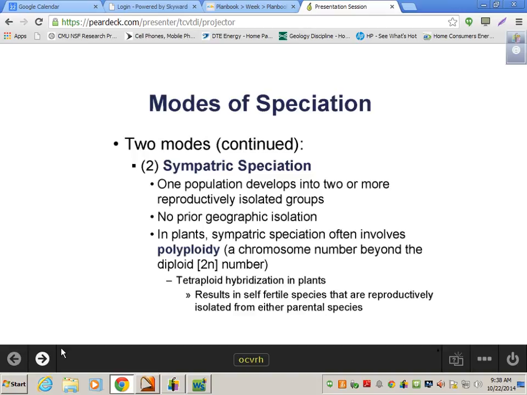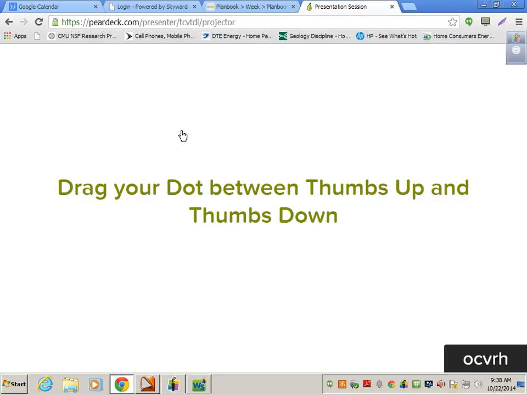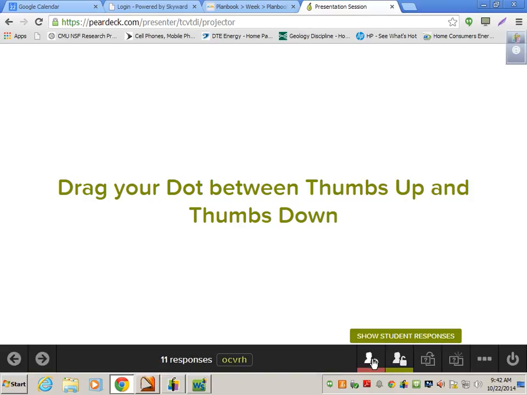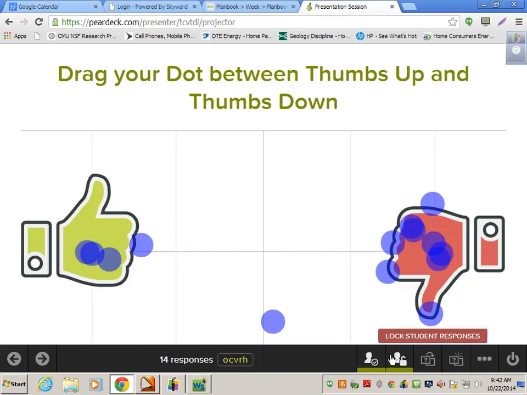Is that harmful or beneficial to people? Let me ask the question. See what you guys think. Thumbs up or down, good or bad? Is polyploidy good or bad for people? See what you guys come up with. Final answer in 5, 4, 3, 2, 1, and okay, locked you out.